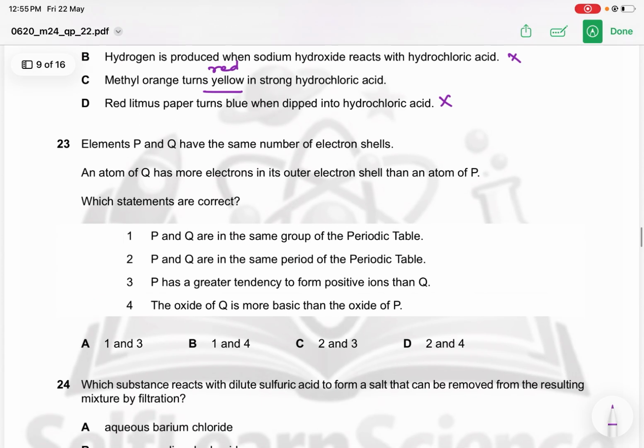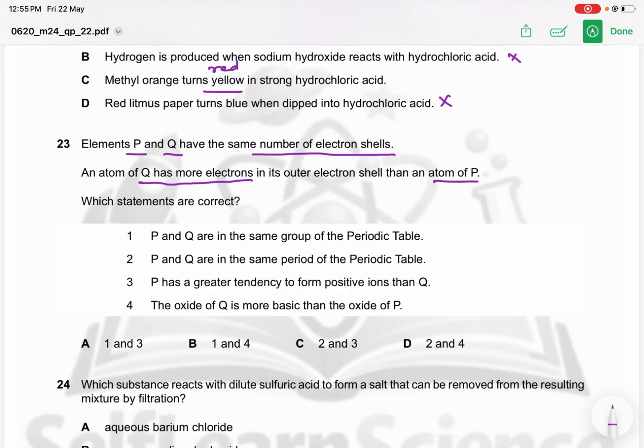Elements P and Q have the same number of electron shells. An atom of Q has more electrons in its outer shell than an atom of P. Which statements are correct? P and Q have the same number of electron shells. Okay, the shells that they have are the same. An atom of Q has more electrons in its outer shell than an atom of P. So Q has more electrons than P.